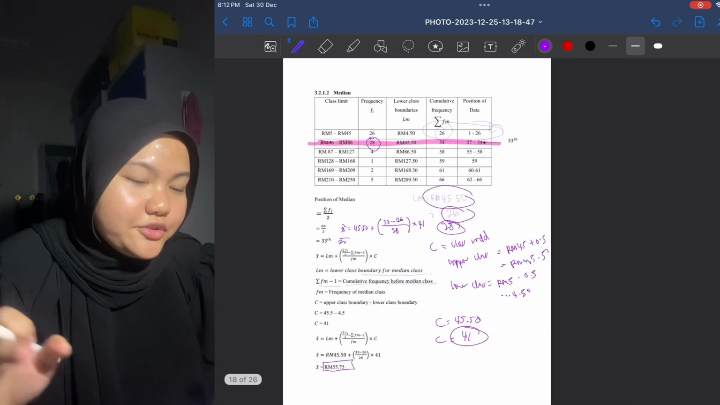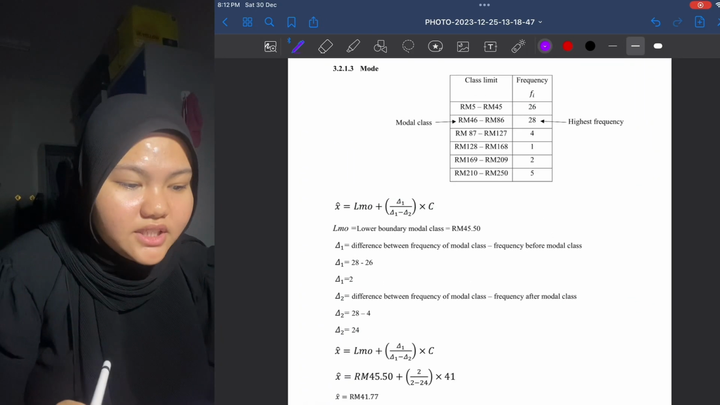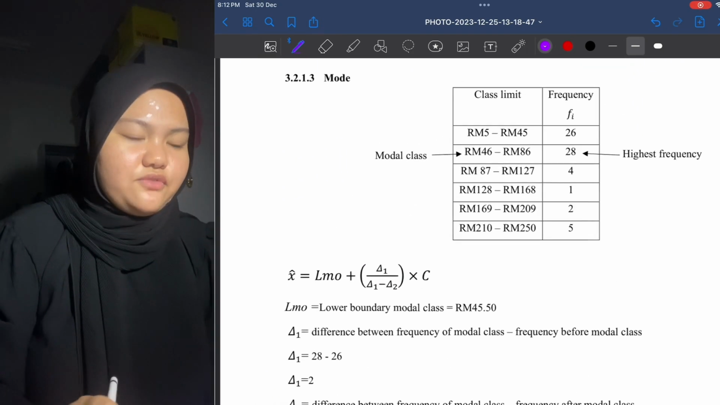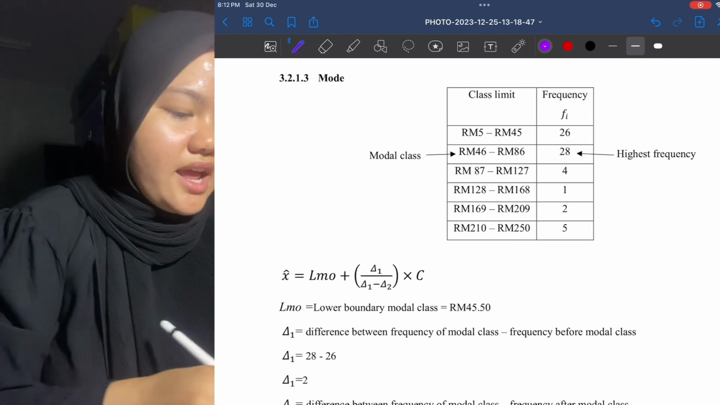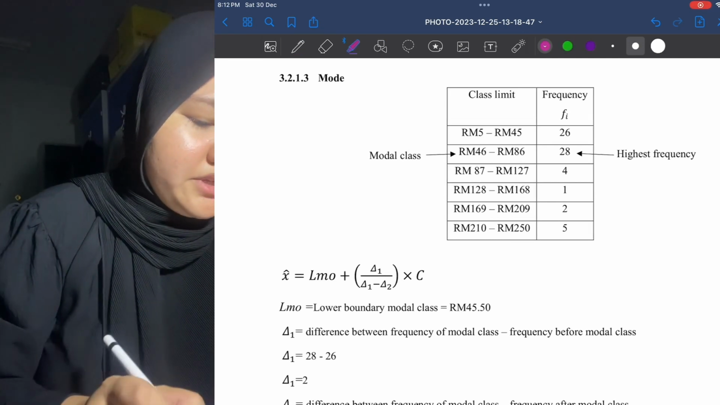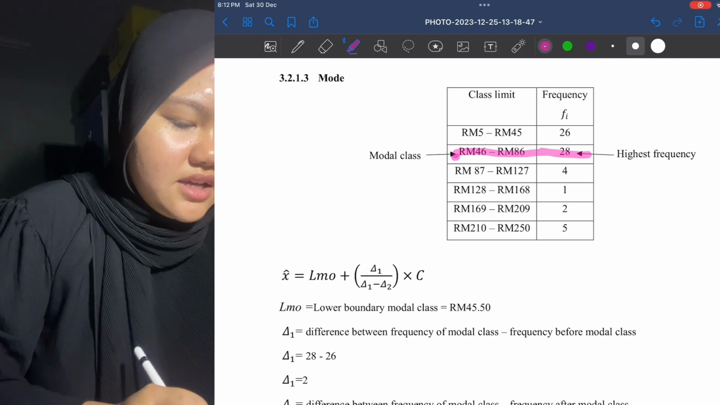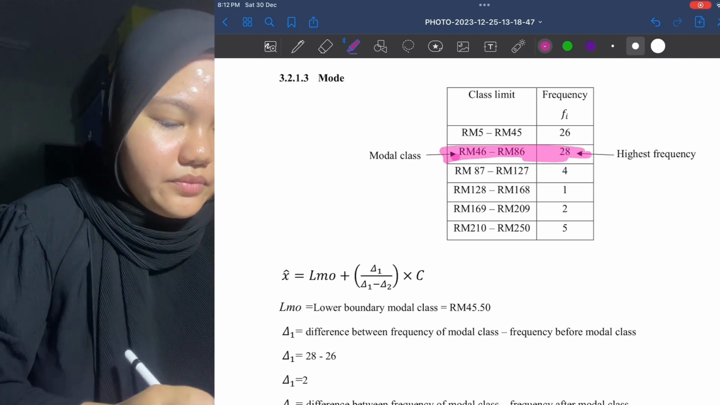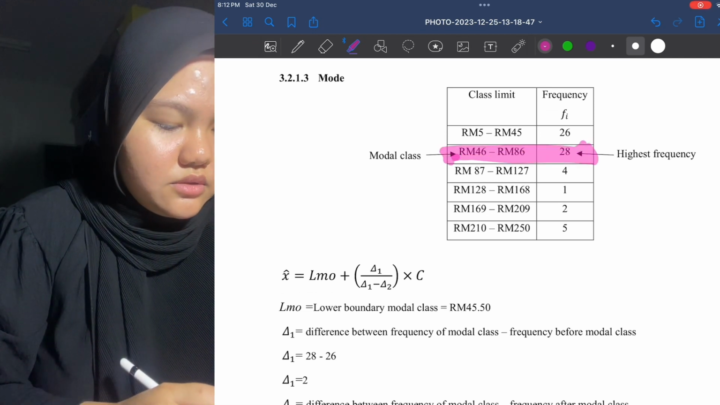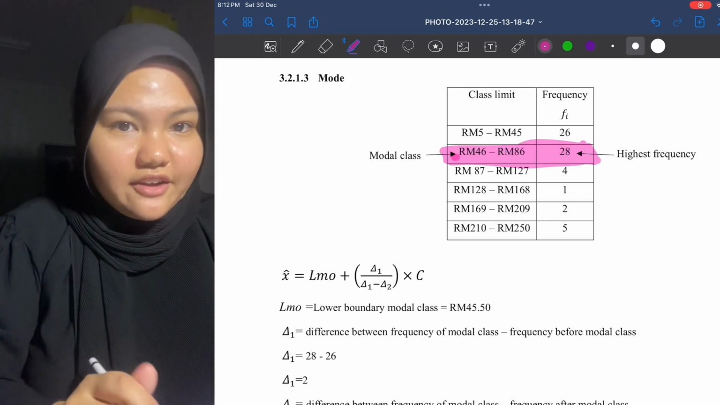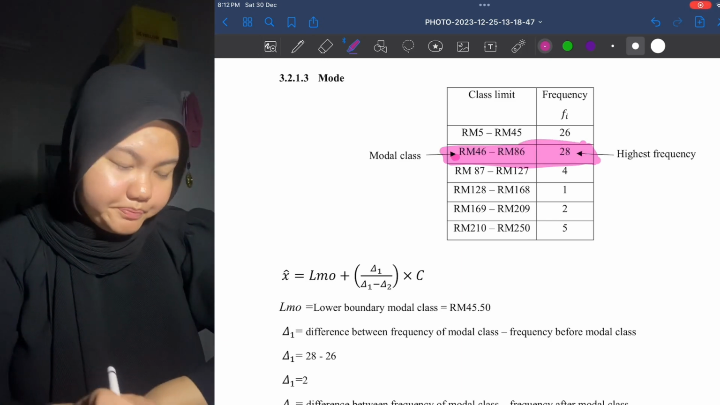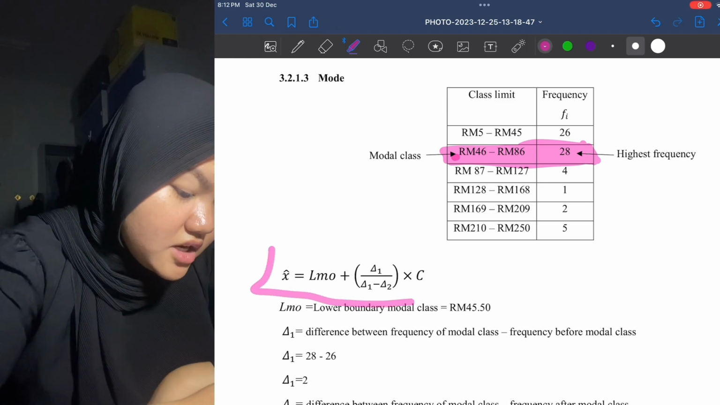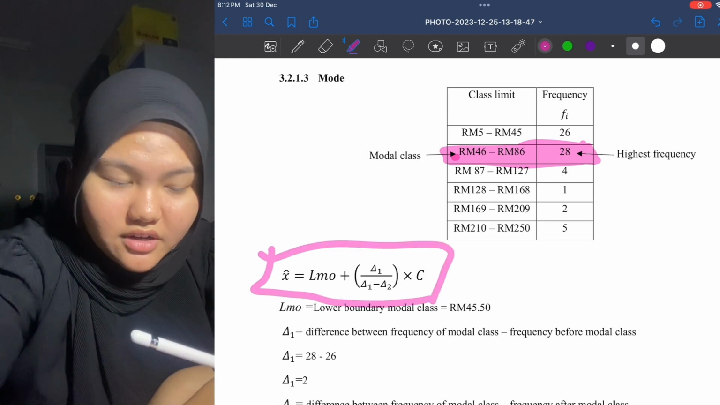Let's continue with the mode. Mode is the highest frequency. Let's find the class that has the highest frequency. As you can see here, 28 is the highest frequency, so this is the modal class that I have highlighted here, and this is the formula to find the mode for grouped data.